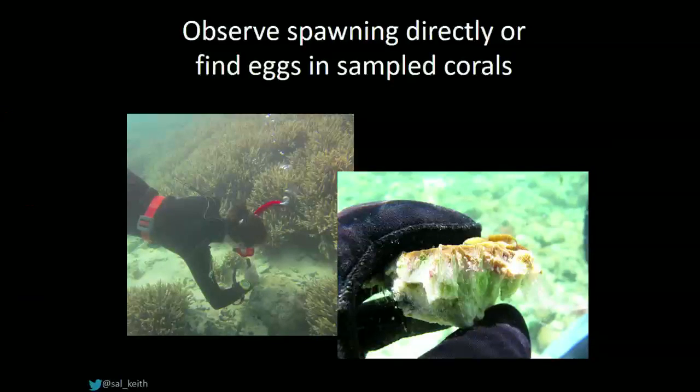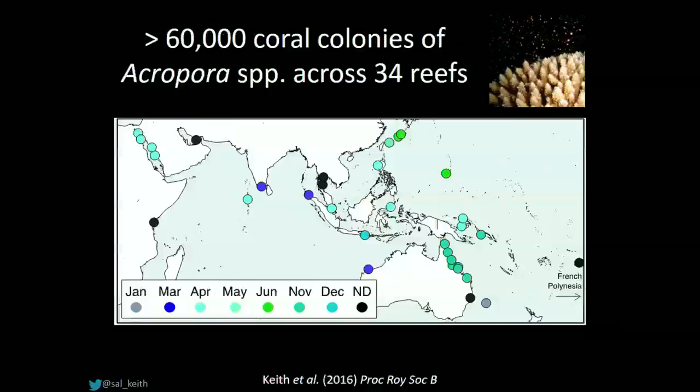So these amazing 11 co-authors on this study for 12 years have been collecting these data, and across all of these sites, which is 34 sites in the Indo-Pacific, they've got enough data to know for each month if they're spawning or not, which is pretty impressive. And this covers over 60,000 coral colonies of acropora species, which are the major habitat-forming corals.